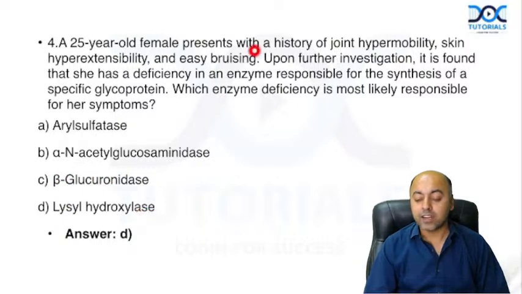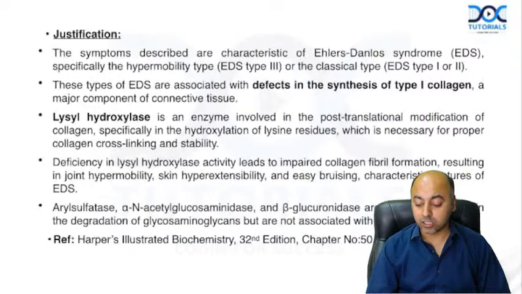Now, when you look at the features hypermobility and hyperextensibility along with easy bruising, then you are looking at the condition called Ehlers-Danlos syndrome. Specifically the hypermobility type, which is type 3. Some hypermobility can also be seen in classical type 1 or 2. The enzyme which is involved here is lysyl hydroxylase. No, not lysyl hydroxylase, sorry, it is the enzymatic defect in synthesis of collagen.